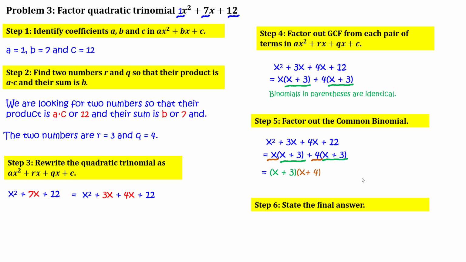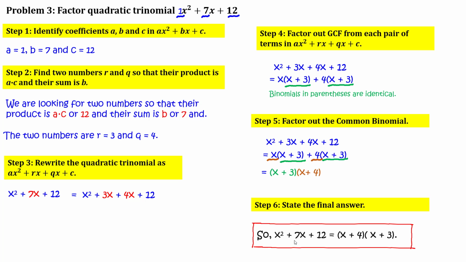And step 6, state my final answer. So x squared plus 7x plus 12 equals x plus 4 times x plus 3. Or x plus 3 times x plus 4. Actually, the order doesn't matter because it's multiplication, and multiplication is commutative. So the order in which you write your final factors doesn't matter. So you can interchange the groupings. Okay.